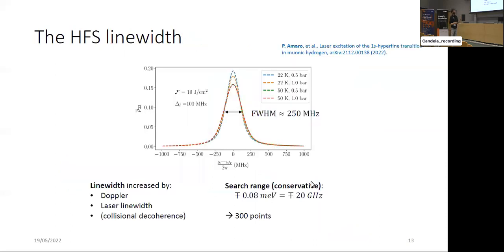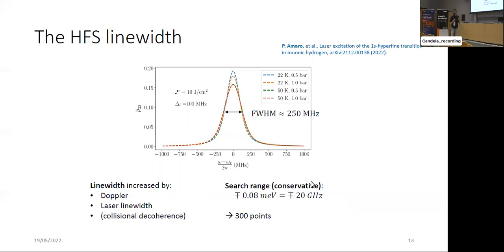want to use. We simulated a little bit how we expect the resonance to look for our conditions. The different curves are different temperatures of the gas. Orange and blue would be for 22 Kelvin, green and red would be for 50 Kelvin. But essentially, we expect a line of about 250 megahertz line width, and the broadening of this line is mainly due to Doppler and then also the laser line width itself.